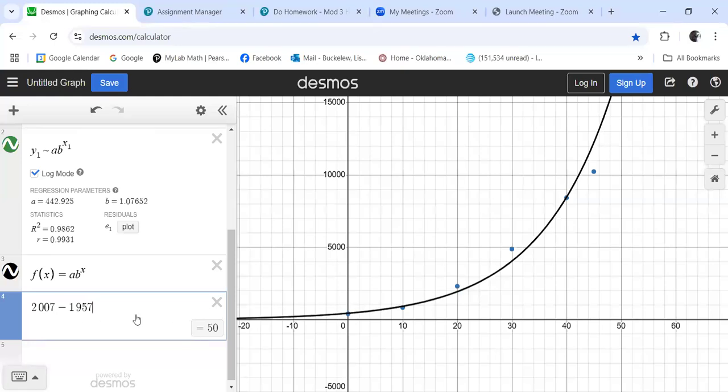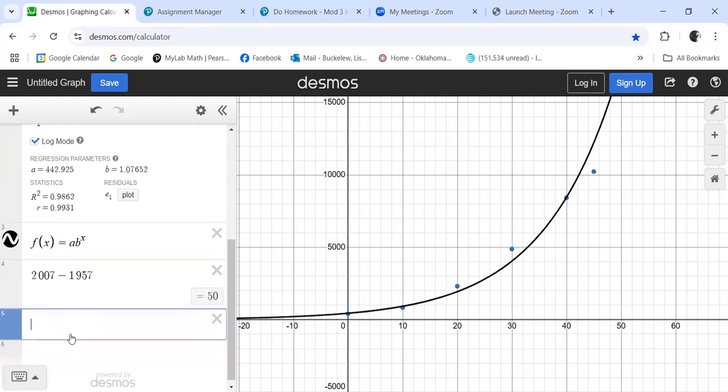You can do that in your head, or you can just do the subtraction. So it's 50 years later. So this is my X value I'm going to use, 50. Okay, so I'm going to plug 50 into the function. I'm just going to go up to my function notation and change X to 50.